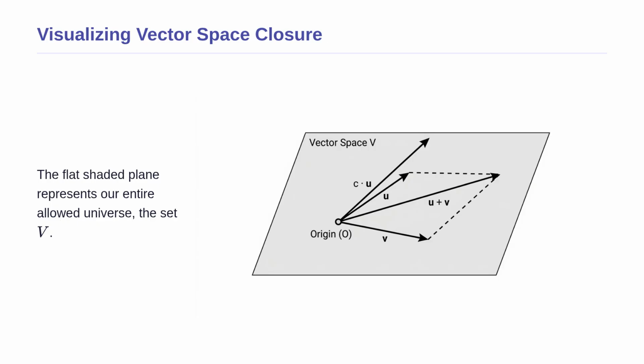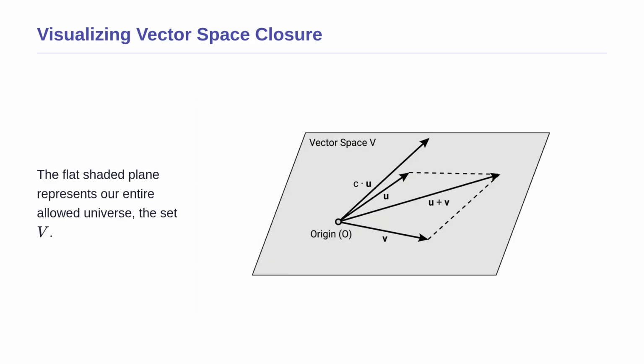Before we move on, let us see this with a concrete visual. Look at the flat shaded plane on your screen. This plane represents our entire allowed universe, the set V. Notice what happens when we add the arrows u and v together. The resulting dashed arrow, u plus v, stays perfectly flat on the plane. It does not point upward off the page.